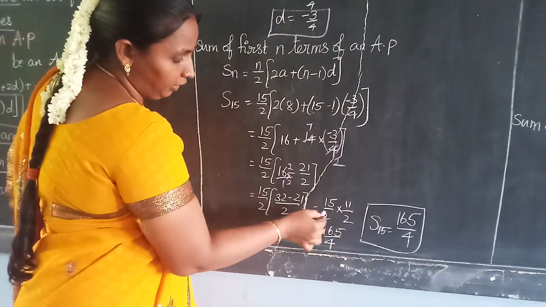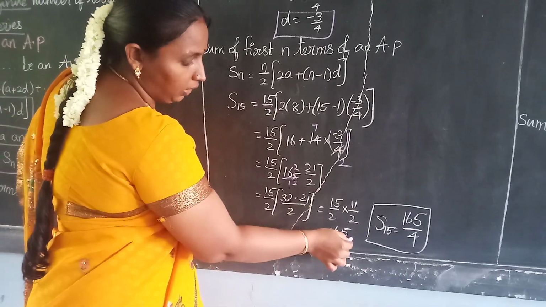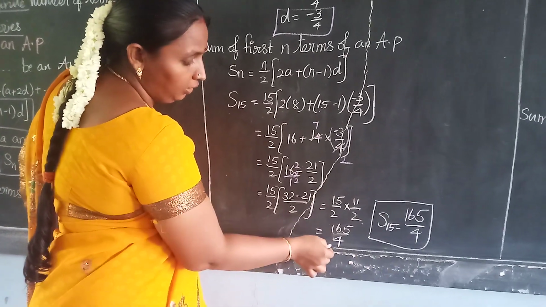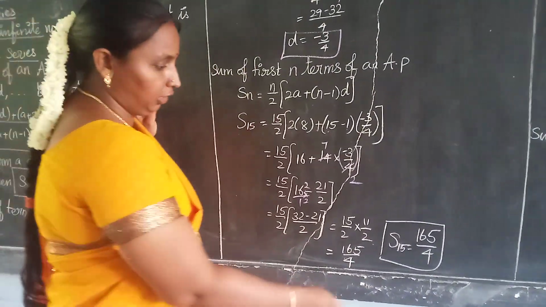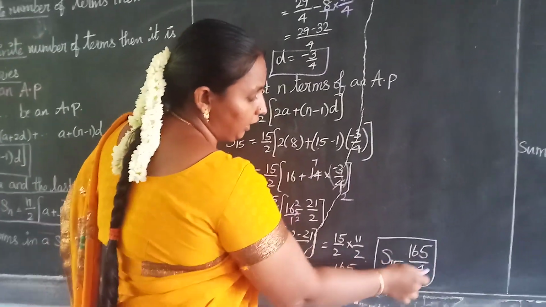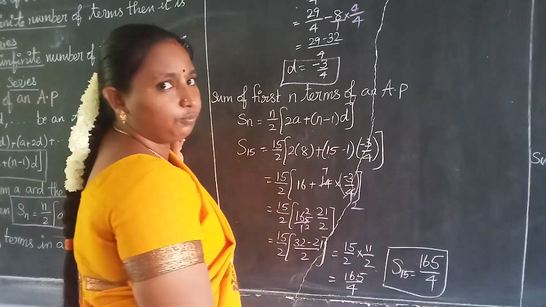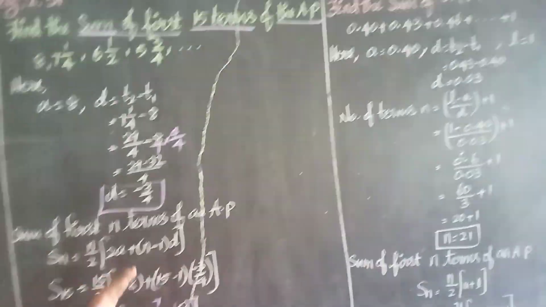Divide by 2 here. So 15 11s are, we'll get 165. 2 2s are 4. So we'll get S15, the sum of first 15 terms, equal to 165 divided by 4. Okay, next move on to the next example.